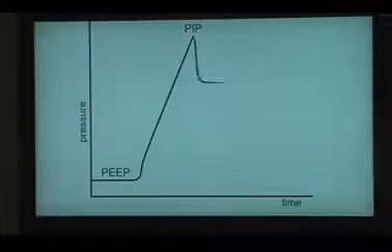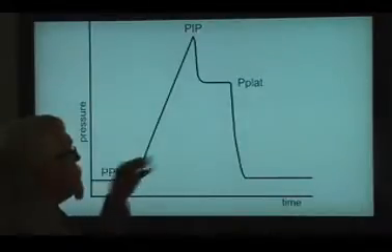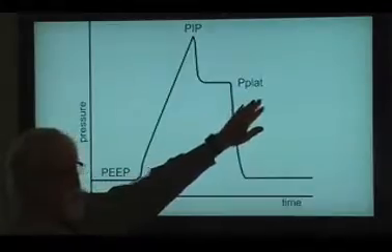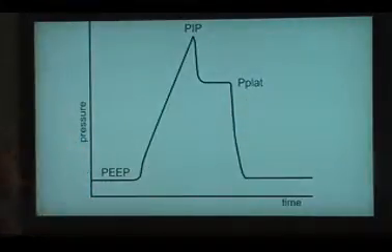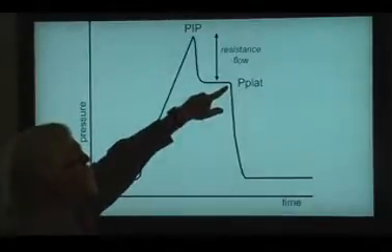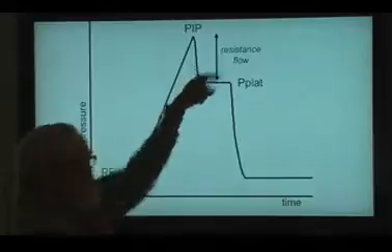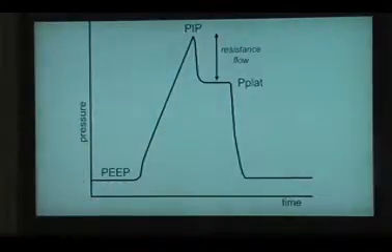Now, as you know, we can apply an end inspiratory breath hold to measure the plateau pressure. And by measuring the plateau pressure, we can separate out the resistive and the elastic properties. So the difference between the peak pressure and the plateau pressure, as you know, is determined by airways resistance and flow. And in fact, if you know the peak pressure and the plateau pressure and the flow, you can calculate the resistance, as we'll talk about in a few minutes.